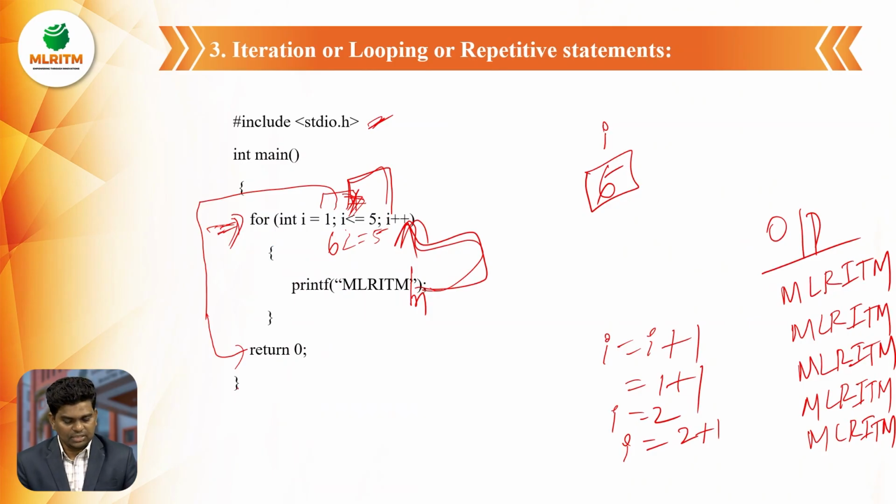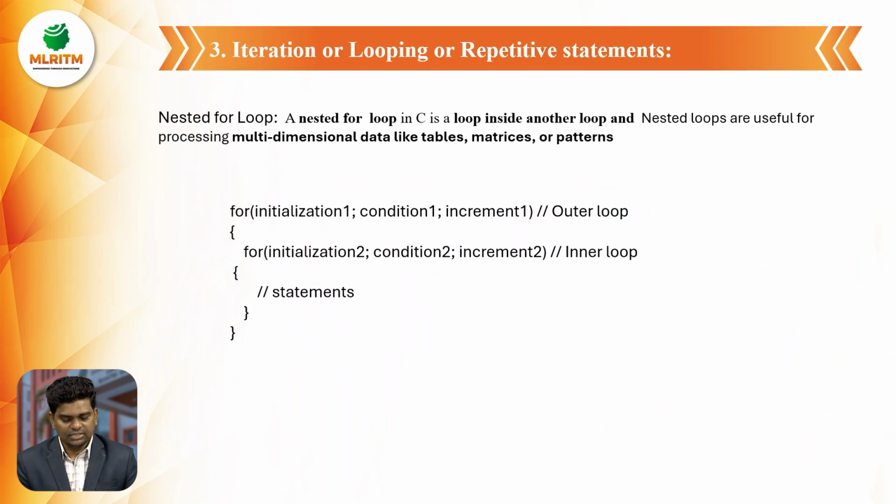There is another similar thing, that is the nested for loop. It is used in different situations. A nested for loop in C is a loop inside another loop. Nesting means one thing inside another thing. So a nested for loop means when you define one for loop inside another for loop. So, simply, a loop inside a loop.